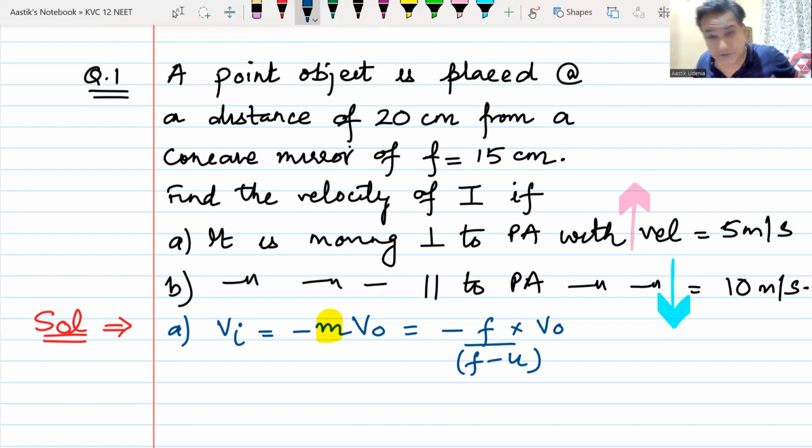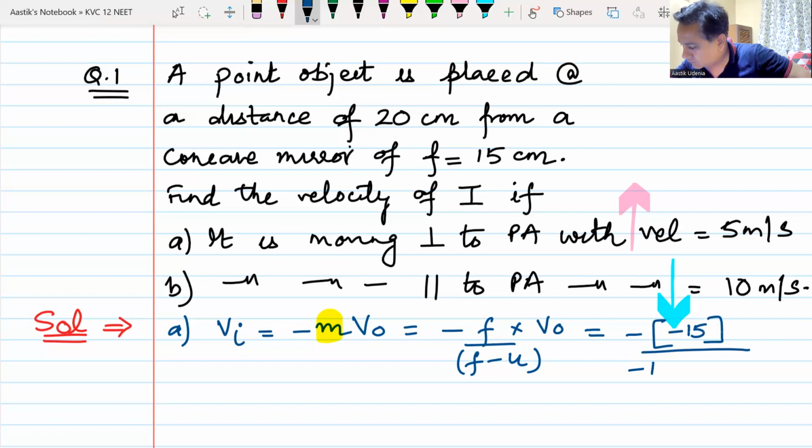Your calculation would have been very simple. But remember, you have to put it with sign convention. So f is minus 15, divided by minus 15 minus of minus 20, so it is plus 20... into V. And V is 5. And that was your answer. See, it was simple.